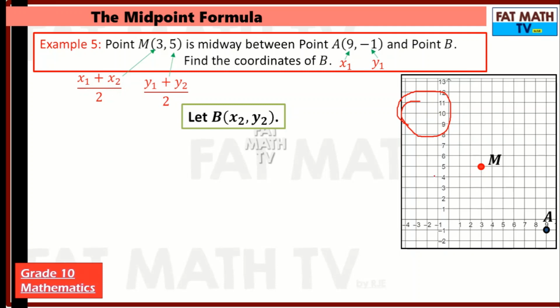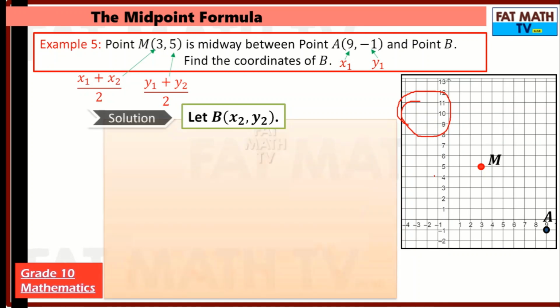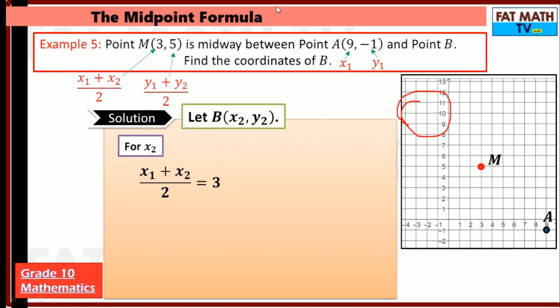Okay, so let us use the midpoint formula. So x sub 1 plus x sub 2 over 2, this is the midpoint, is 3. And then solve for x sub 2. X sub 1 is 9 here. So replace x sub 1 with 9. So here the x coordinate of A is x sub 1. So replace x sub 1 with 9 and then solve for x sub 2.